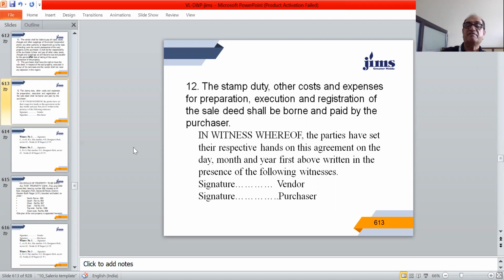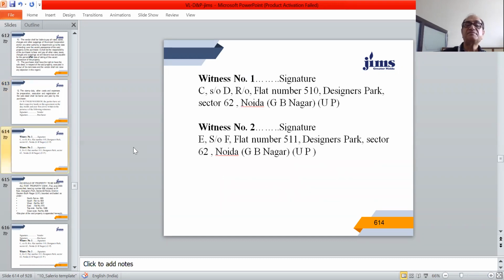So first of all, the vendor will put his signatures and then the purchaser will also put his signatures if the agreement is drafted as a bilateral one. Of course, the agreement has to be a bilateral one on which vendor and purchaser, vendor and vendee both will sign it. Then witness number one, his signatures are required.